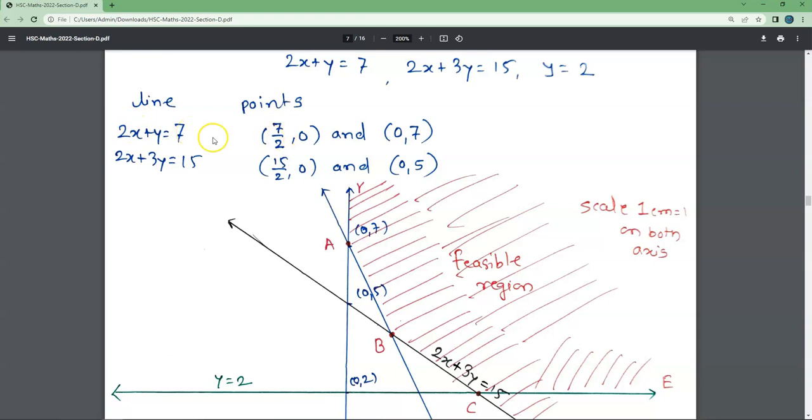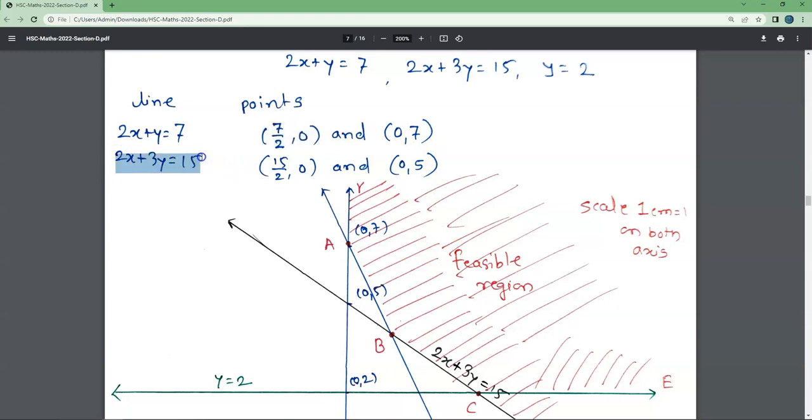नाव 2x plus y is equal to 7. जर आपण याचे पॉइंट्स घेतले, जेव्हा आपण y 0 घेऊ, करेक्ट, जर हा y 0 घेतला तर 2x is equal to काय येईल? 7. So x is equal to 7 by 2. सो पहिला पॉइंट काय आला? 7 by 2 आणि 0. जर आपण याच्यात x is equal to 0 घेतला, so y will be equal to 7. So another point is what? 0, 7. So for 2x plus y is equal to 7, चे पॉइंट्स काय आले? 7 by 2, that is 3.5, and 0, 7.